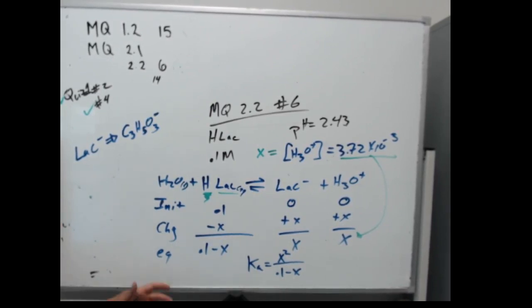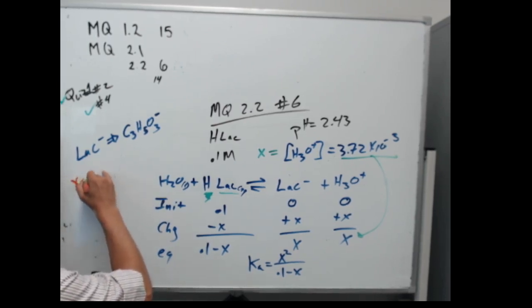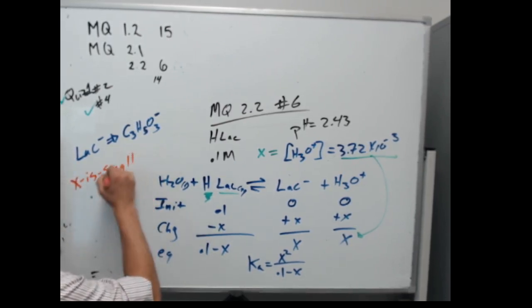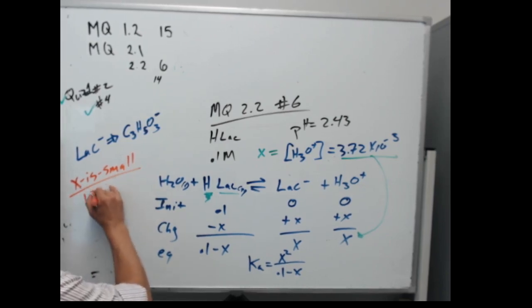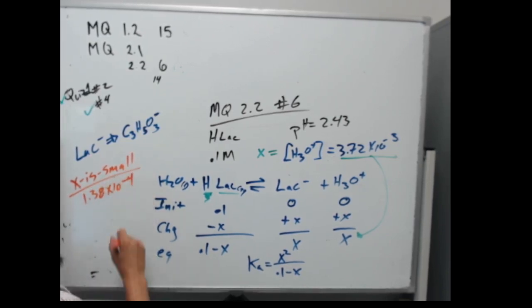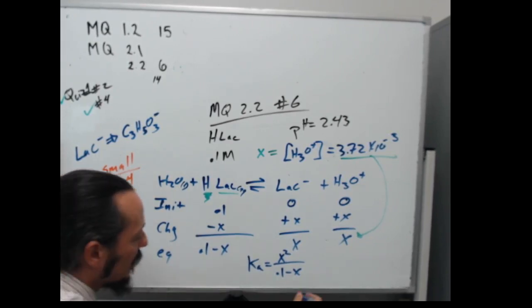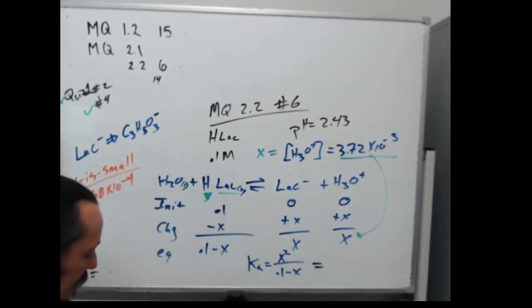Now, you could argue that with 3.72 times 10 to the minus 3, the x is small approximation should work. So if I do 3.72 times 10 to the minus 3 squared divided by 0.1, I get an answer of 1.38 times 10 to the minus 4. That's what I got, and it says it's not right. So it must have mattered. Let's see how different this is versus the one that I was expecting. Oh, it's like 4 orders of magnitude different.